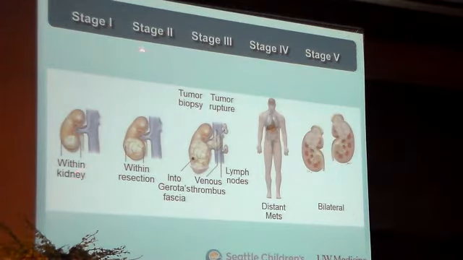Wilms tumor is staged into 5 stages. Stage 1 is a tumor within the kidney. Stage 2 is outside the kidney, but it's resected. Stage 3 is into Gerota's fascia, venous involvement, or lymph node involvement. Stage 4 is distant metastasis, and stage 5 is bilateral.